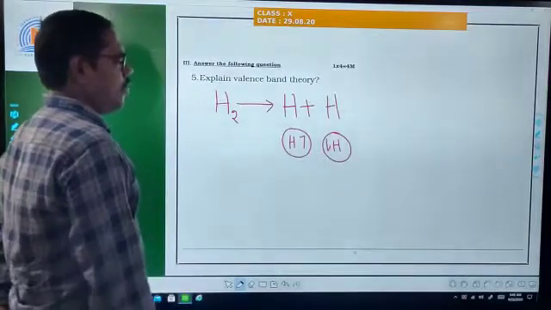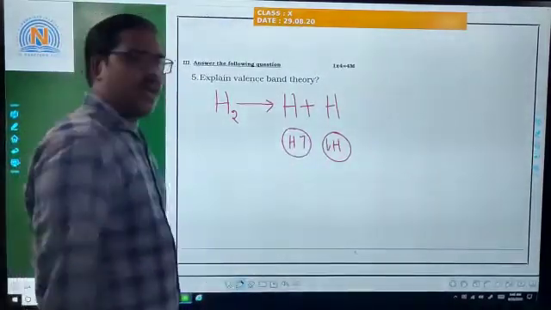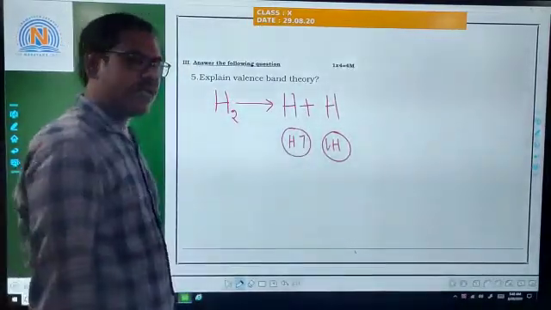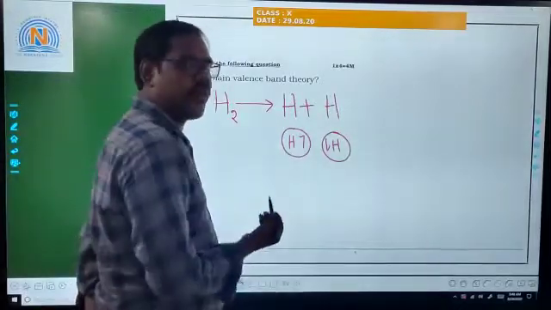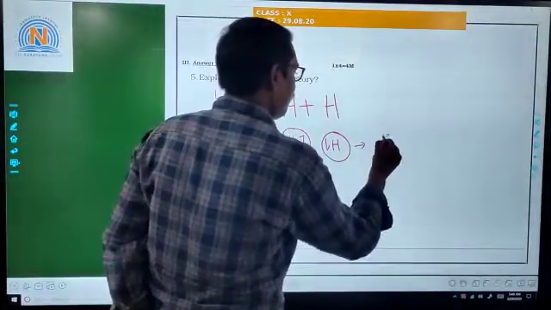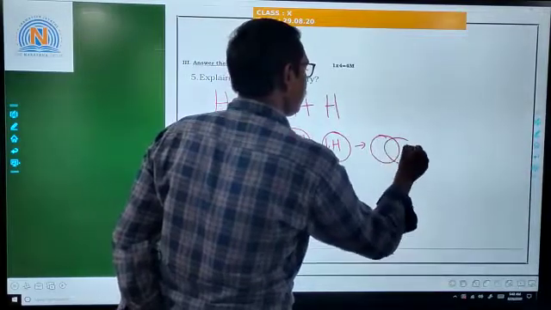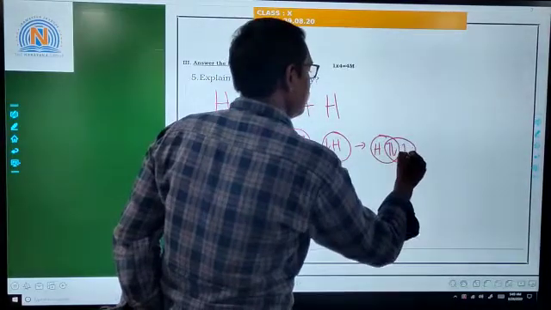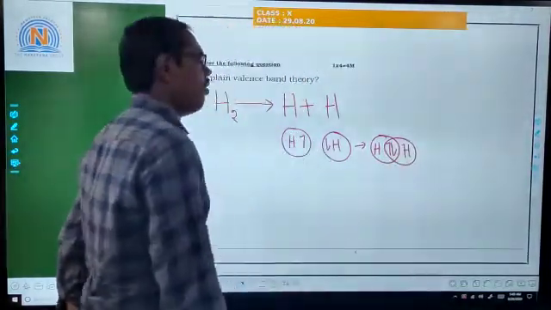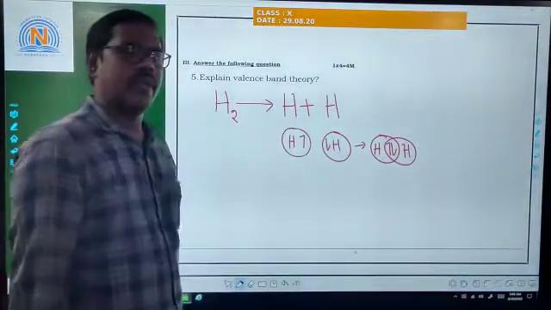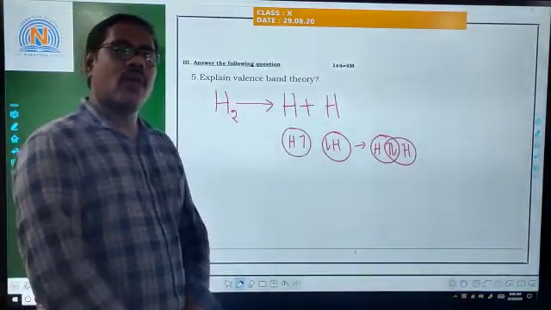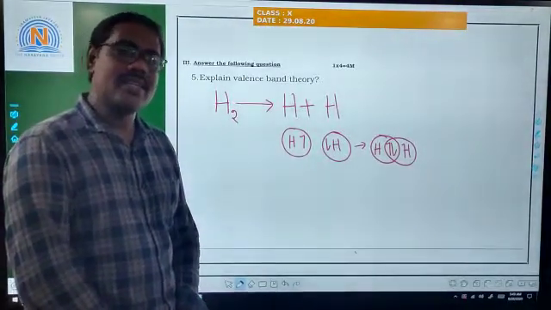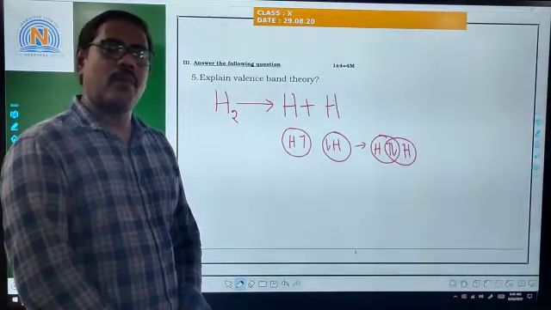According to VB theory, the overlapping atomic orbitals must contain unpaired electrons with opposite spin. One is the clockwise direction, the second one is the anti-clockwise direction. Then we can observe here the formation of the hydrogen molecule according to valence bond theory. Here the extent of the overlapping of atomic orbitals increases. The stability of the bond also increases.